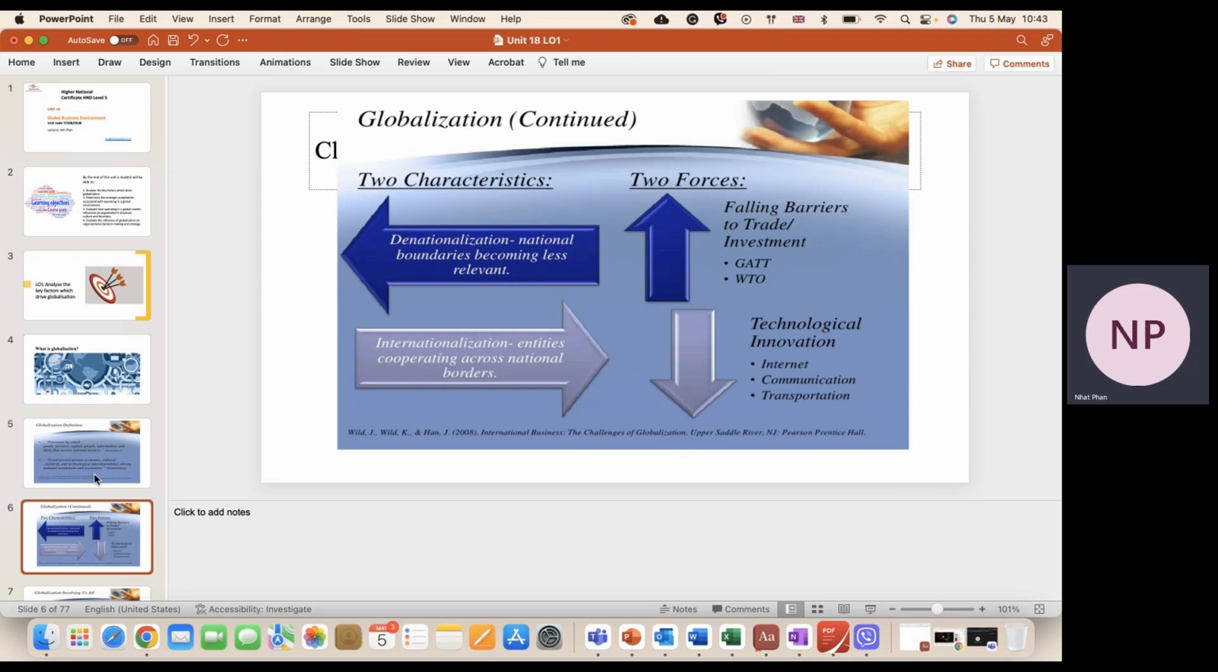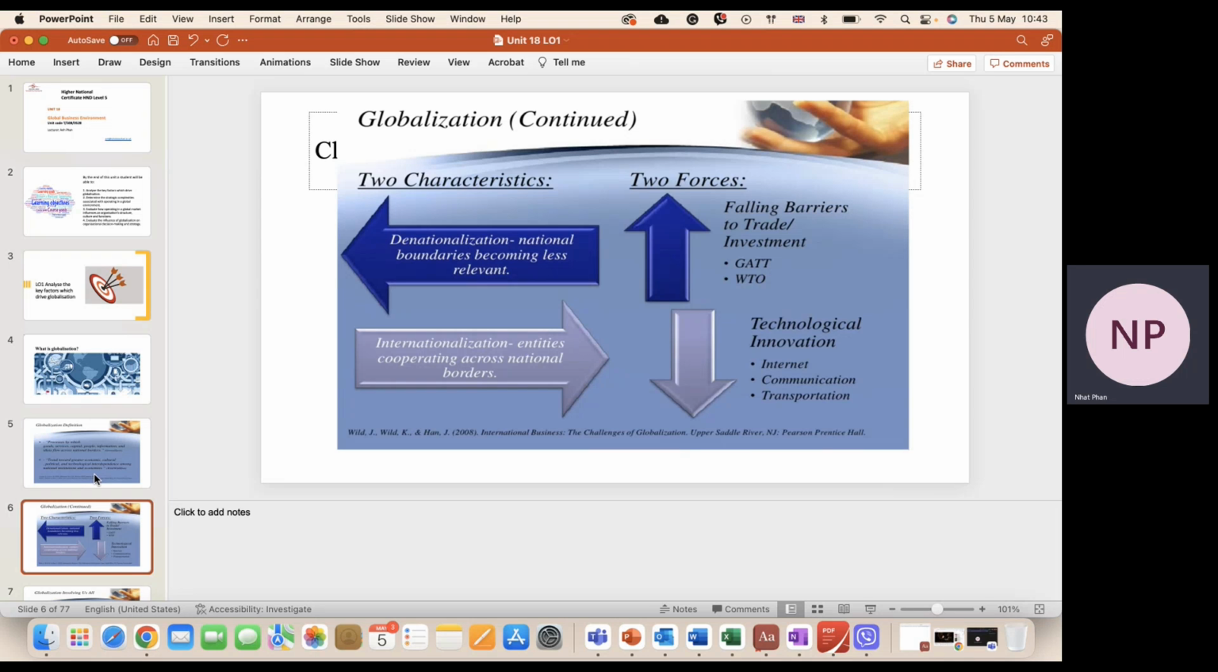So those are the two characteristics, and they create the focus that generates globalization. You can see it in the falling of barriers to trade and investment. International blocs were established, like GATT or the WTO, which are the bodies that represent the collaboration of all the countries.